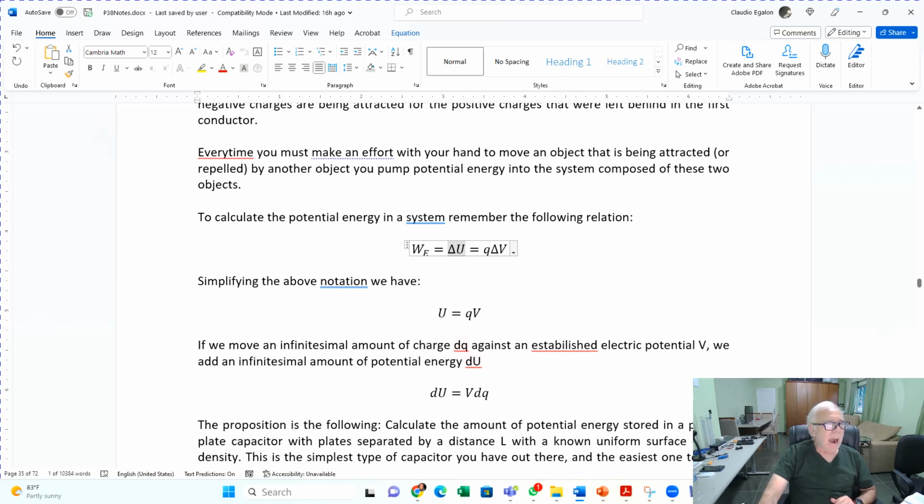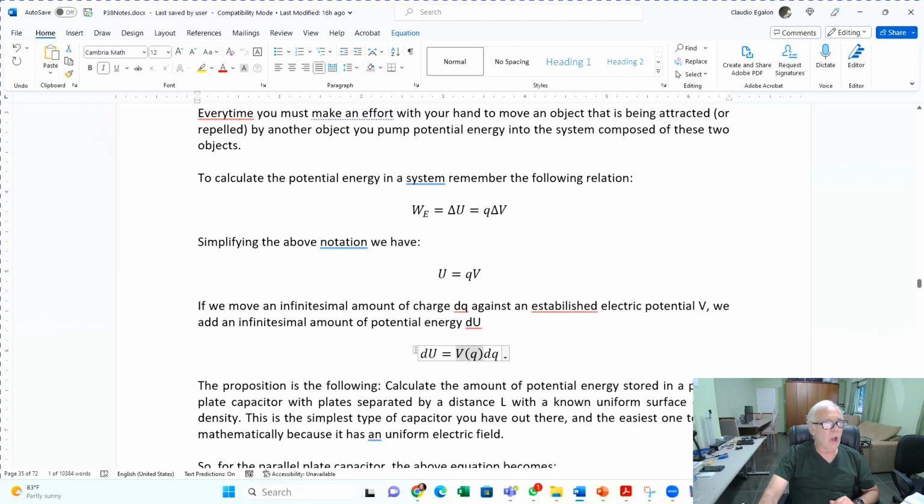But remember, I am extracting an infinitesimal amount of charge just like I did. And the infinitesimal amount of electric potential energy will become V, which, by the way, is a function of Q, times that infinitesimal electric charge dQ. Make sense, right? The V is going to be a function of the electric charge, right? And by the way, as we keep on removing the electric charges from one device to the other, the V is going to change as well.